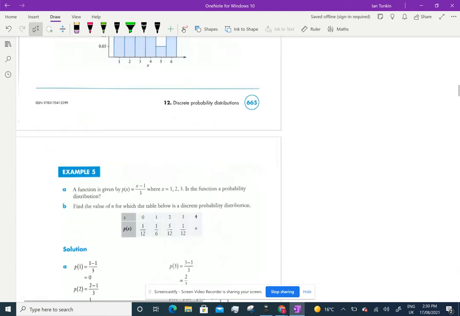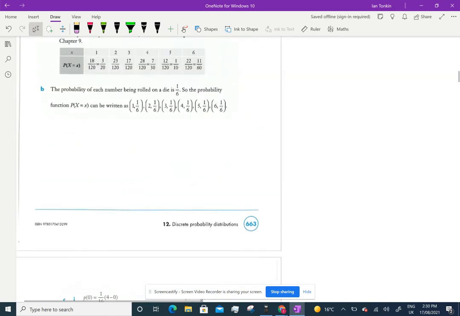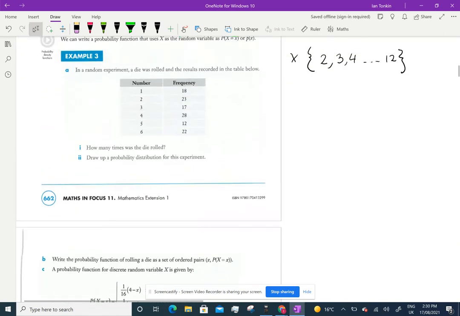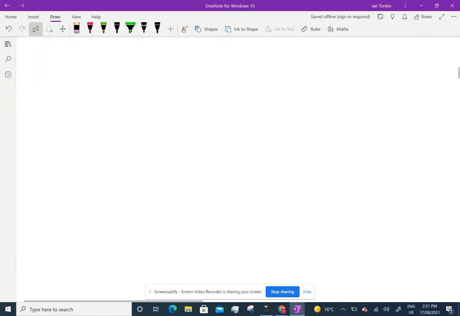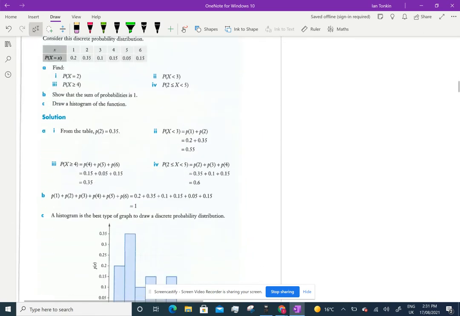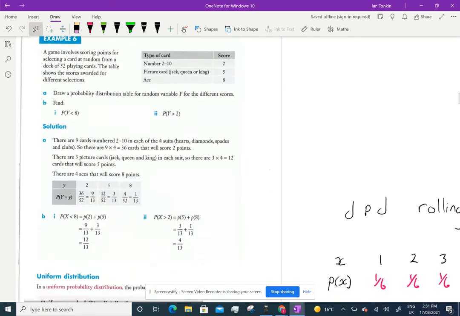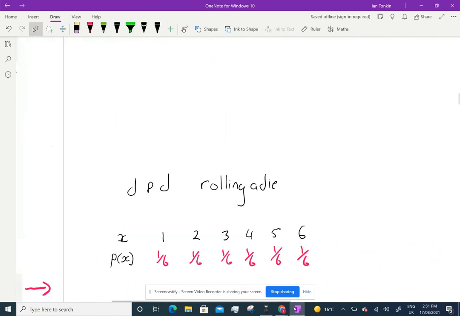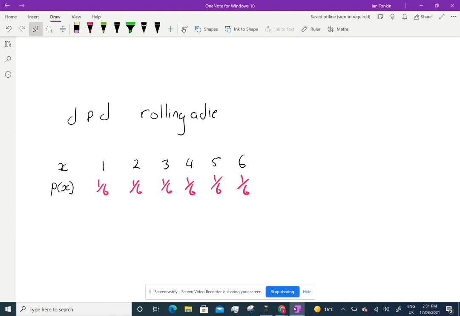Now go back here. How can we write it? Remember the three different ways. I can write it as a table, which is what I've just done, or a graph, or a set of ordered pairs, or I can graph it. So let's go back and do that for this discrete probability distribution, which I've written as a table. So there it is, a discrete probability distribution table. Now, let's write it as a graph.